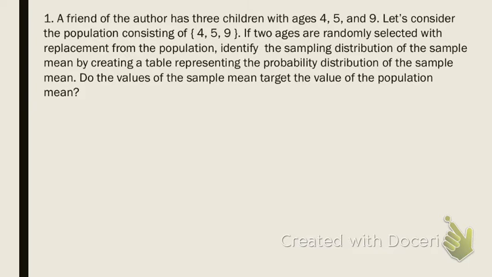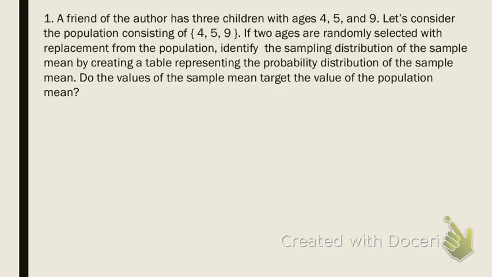Okay, here we have a friend of the author has 3 children with ages 4, 5, and 9. Let's consider the population consisting of 4, 5, and 9. If 2 ages are randomly selected with replacement, identify the sampling distribution of the sample mean by creating a table representing the probability. And so we're going to do all that together. Then it says, do the values of the sample mean target the value of the population mean? The answer is yes, because the sample mean is an unbiased estimator, but we're going to prove how.